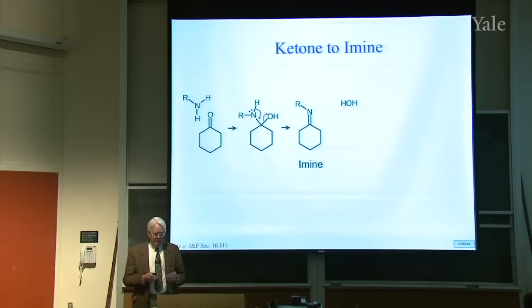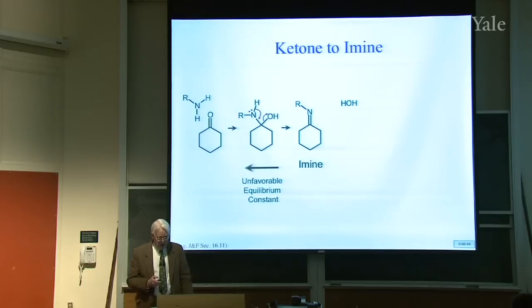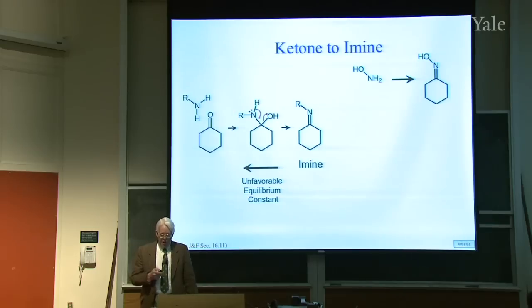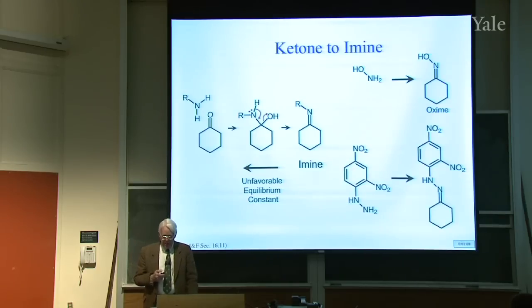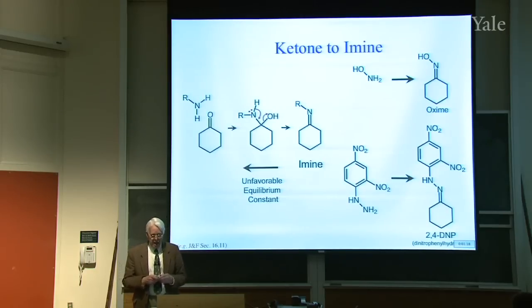And we mentioned that last time. The imine is the nitrogen analog of a carbonyl group. The equilibrium constant for this, however, is unfavorable. It lies toward the starting ketone. But there are some cases where the equilibrium lies the other way. For example, with OH as the R group, it lies toward the right. That's called an oxime. Or when this complicated thing is used as the amine, the equilibrium lies to the right. And that's called a 2,4-dinitrophenyl hydrazone, or a 2,4-DNP derivative.